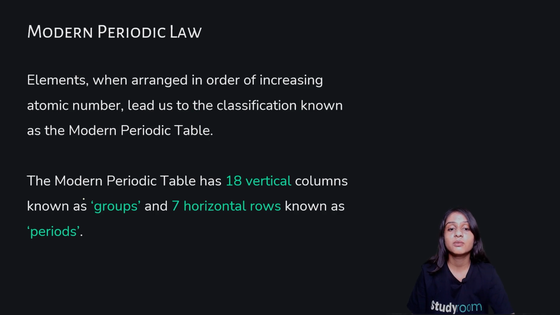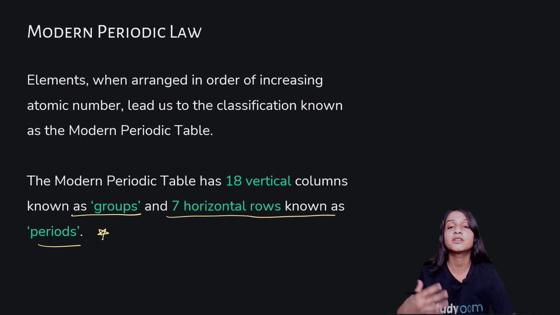table. The modern periodic table has 18 vertical columns known as groups, which you need to remember, and 7 horizontal rows known as periods. As soon as you start reading the periodic table and practice more and more questions on the basis of it, you will be very fluent in your periodic table. So, 18 vertical columns known as groups and 7 horizontal rows known as periods.